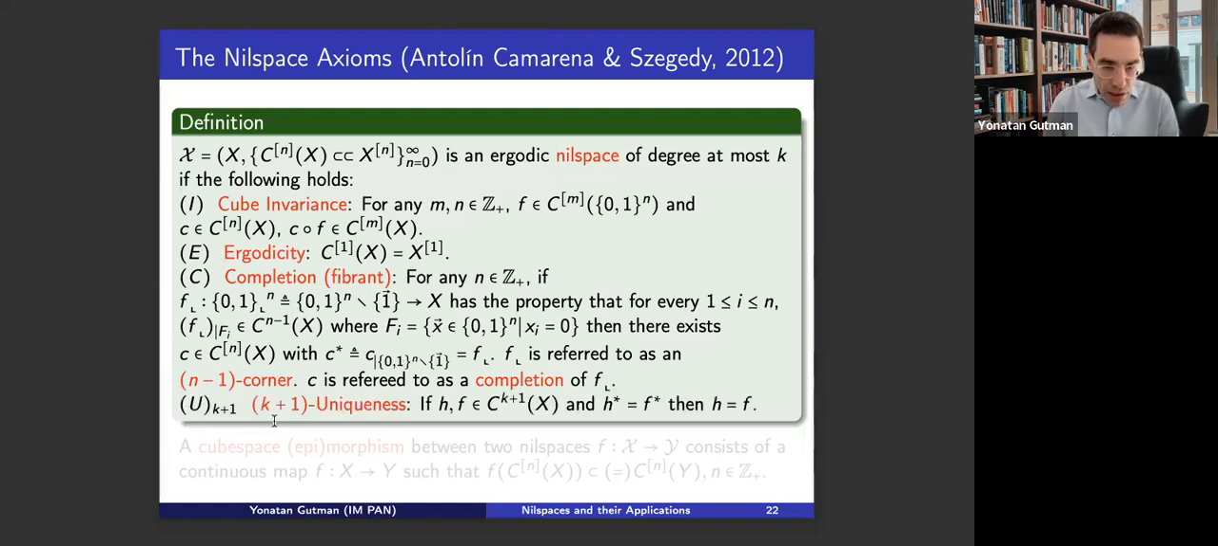And also we want to talk about uniqueness. K plus 1 uniqueness is when, if you have 2 cubes of dimension K plus 1 such that they agree on the corners, then they agree. And so a Nilspace is an object which has proper axioms 1, 2, and 3. So it has cube invariance, ergodicity, and completion. And we call it a K-step Nilspace if it has K plus 1 uniqueness.